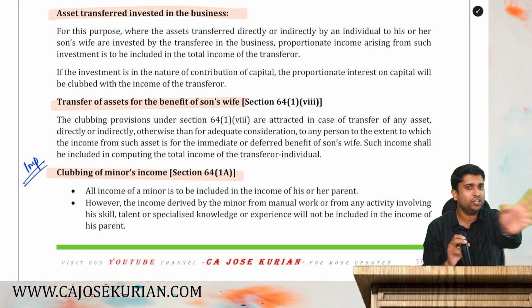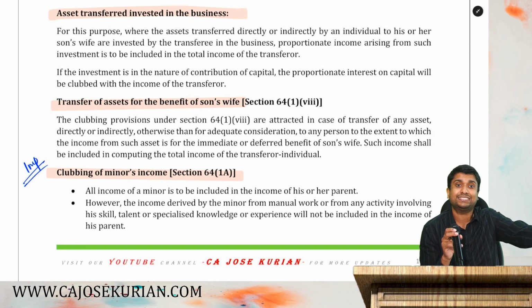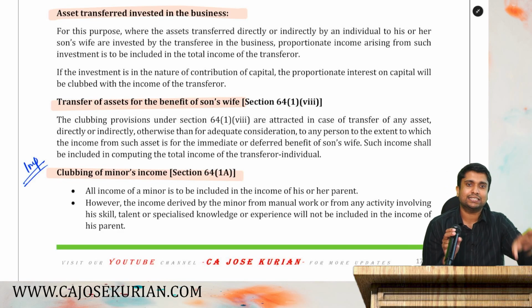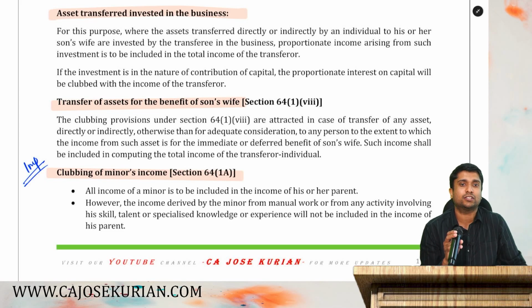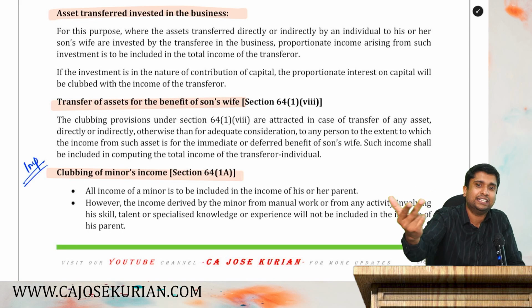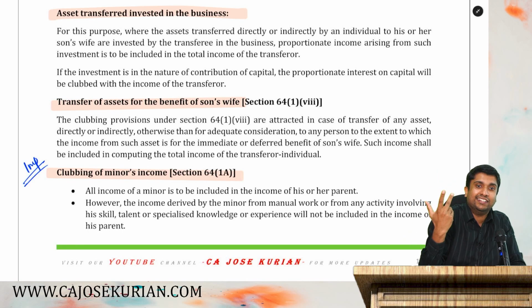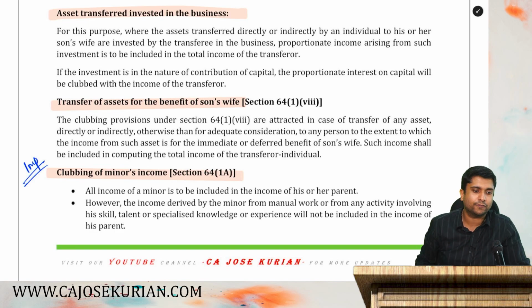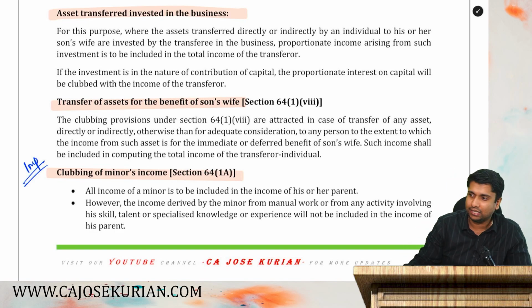That 30 lakhs is not required to be clubbed because he applied his skill. But when he invested it in a bank and is getting interest from the bank, that interest has to be clubbed in the hands of the higher income earning parent, because earning that interest doesn't require any skill, experience, expertise, etc. It's a passive income. So that has to be clubbed in the hands of the higher income earning parent. I hope you guys are with me.